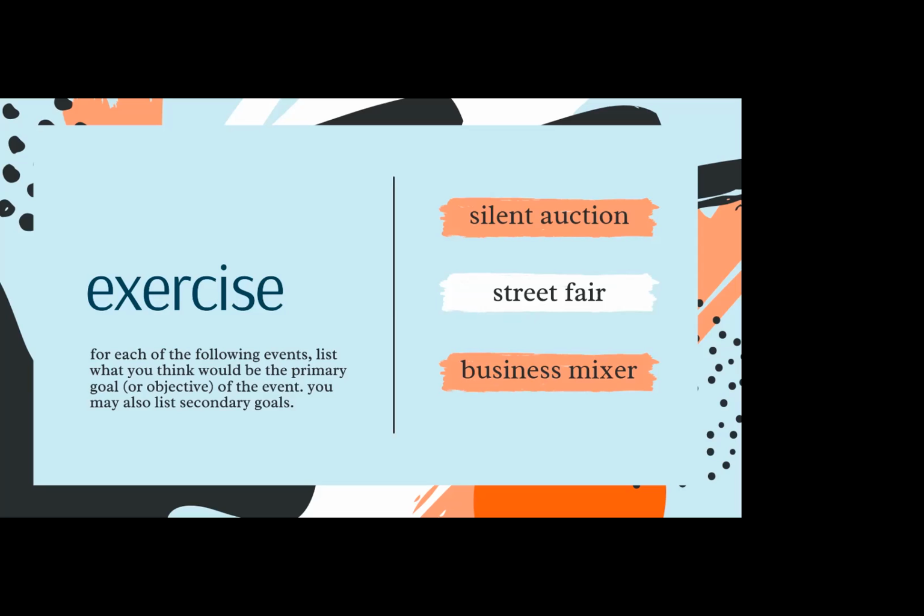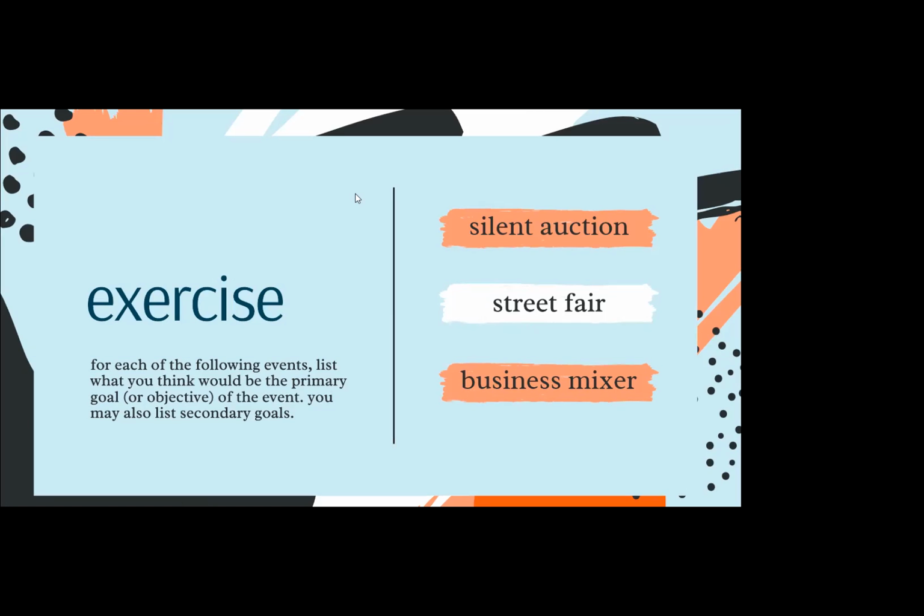Let's start with a silent auction. Say your business district is trying to throw a silent auction. What types of primary goals do you think that type of event is going to be focusing on? Yes, I see. Fundraising, number one. We got some, also a secondary goal could be exposure for the businesses who donate.